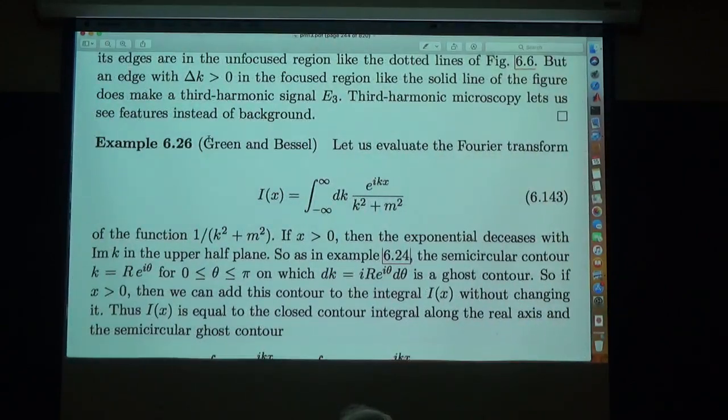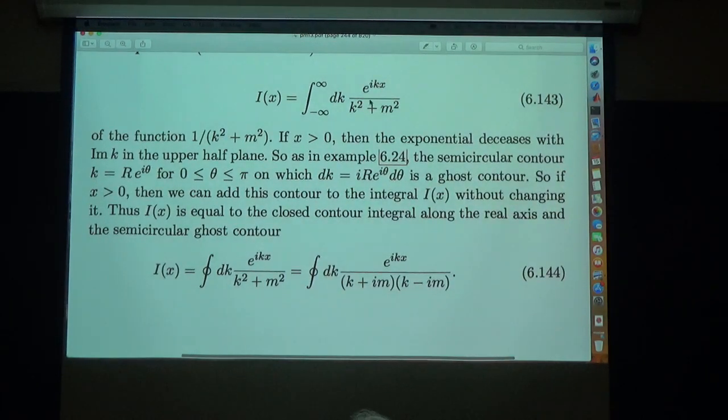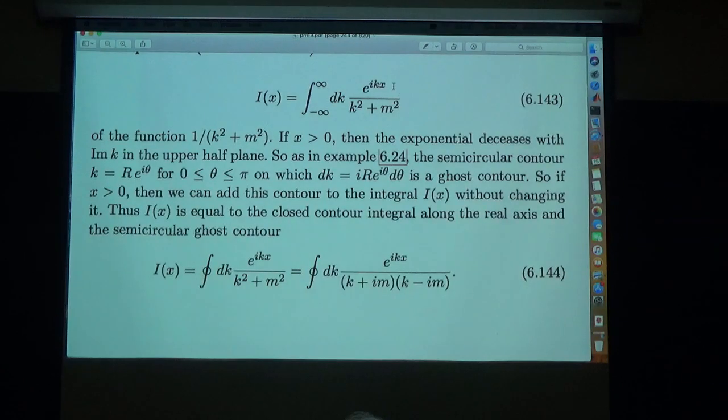All right, here's another example of the use of ghost contours to do, in this case, a Fourier transform again. This is a Fourier transform of 1 over k squared plus m squared. How you do the ghost contour depends upon the sign of x. If x is positive, then this exponential function decreases when k is in the upper half plane, when the imaginary part of k is positive.